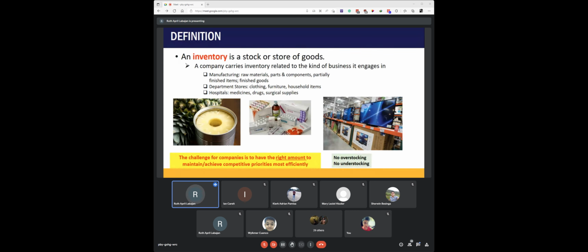So the challenge really for companies is to have the right amount in such a way that there will be no overstocking and no understocking of inventory. Okay, I hope that's clear.